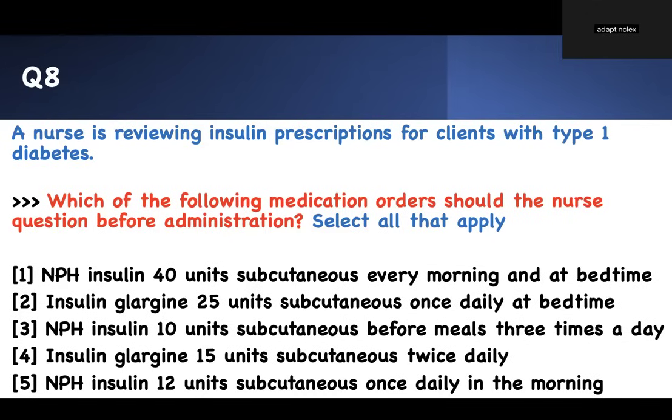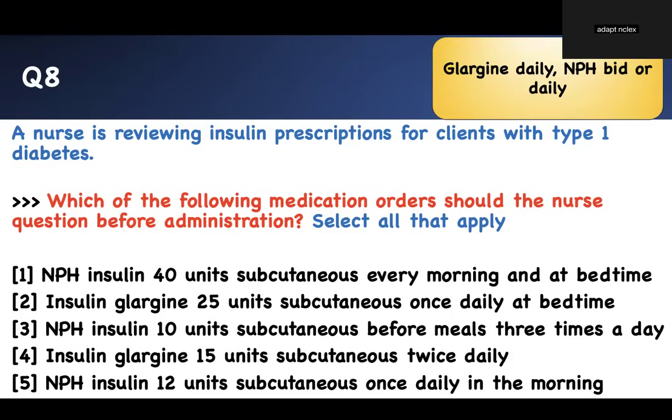NPH is given, is what? NPH is an intermediate insulin. Glargine is long-acting. NPH can be given once or twice a day, but the dose matters. If you give him 40 units every morning and at bedtime, that's too much. We have to worry about it. And that's a problem. Glargine 25 units once daily, yes, it's okay.